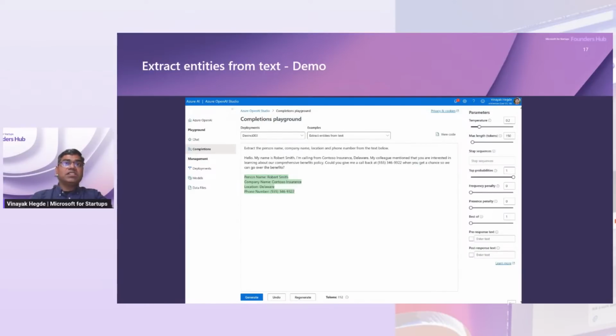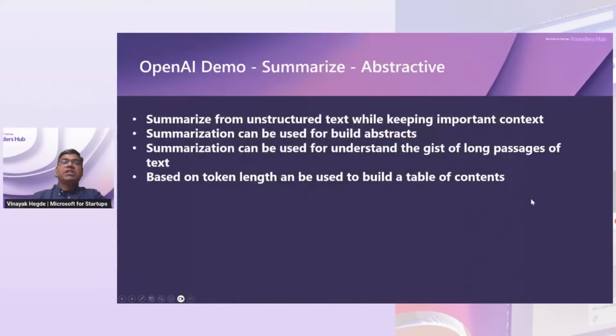It's also able to understand the phone number, right? The phone number again has an area code and then the number with a hyphen in between, but it's able to figure that out very easily. So with that, let me move on to the next demo, which is summarize and then abstract what is there.